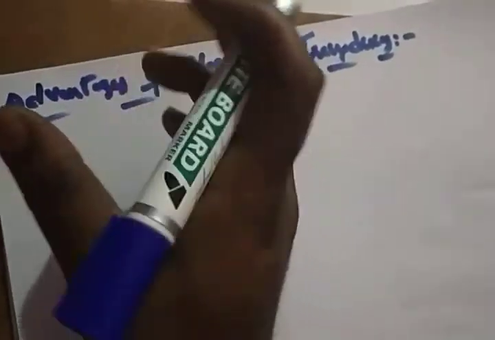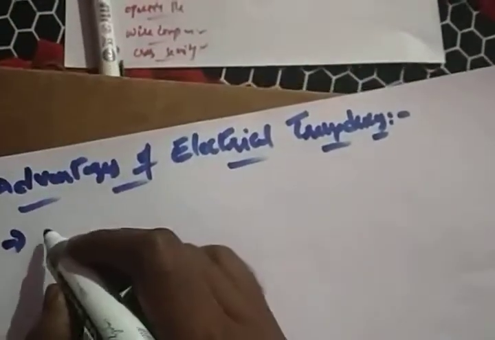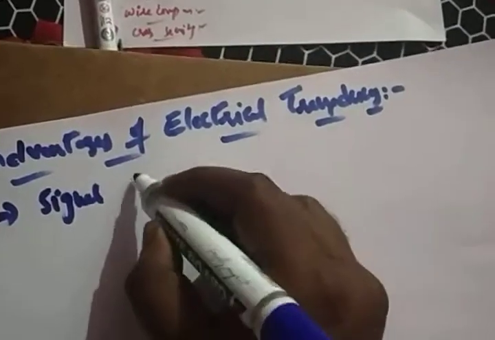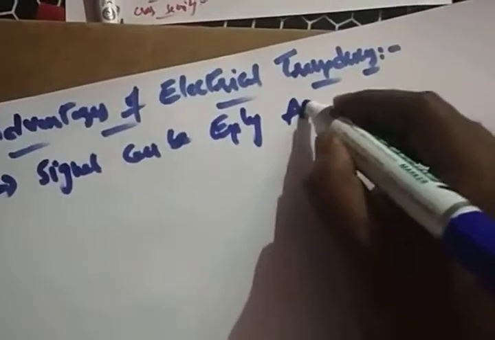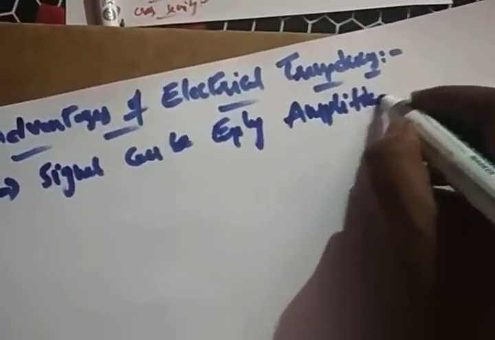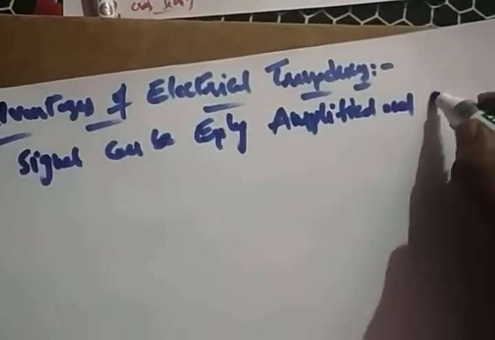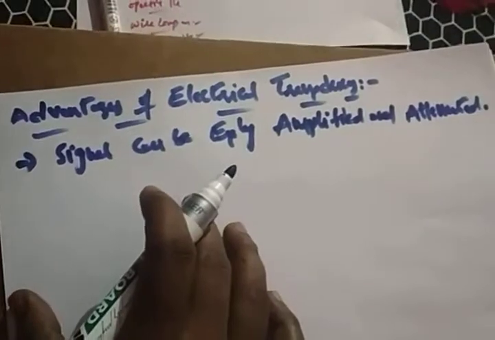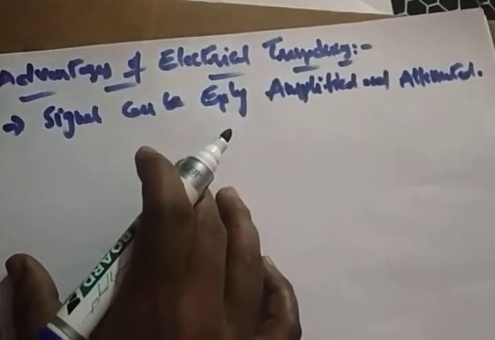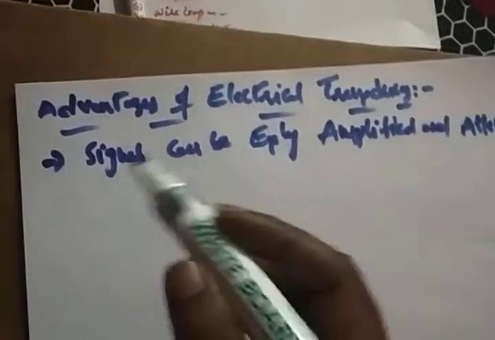amplified and easily attenuated. Amplified means the maximum voltage levels can easily be varied. The signals can be easily amplified and attenuated. So the first advantage is that the signal coming out from the transducer can be easily amplified and attenuated.